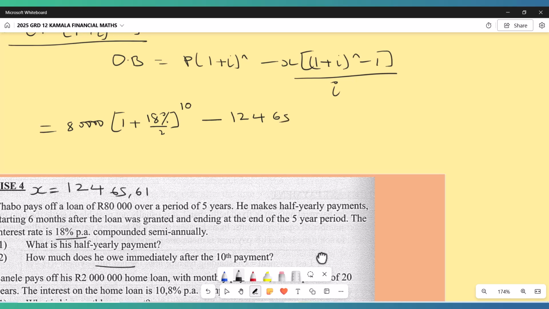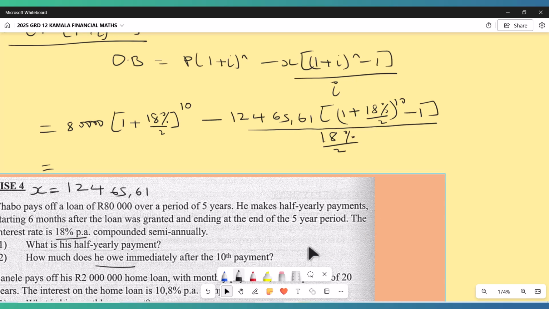12465, comma 61. This is the monthly payment. Open brackets, then 1 plus i, that is 18% still, divided by 2 because we are compounding semi-annually, to the power 10, the same 10, then minus 1. Now divide by i again, which is still 18% divided by 2. I can put everything at once anyway, like I told you before.